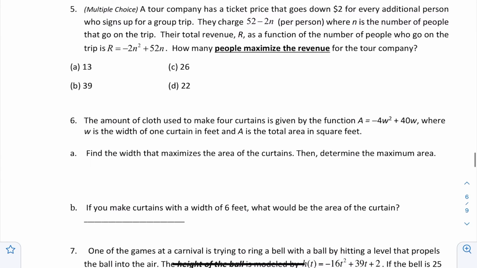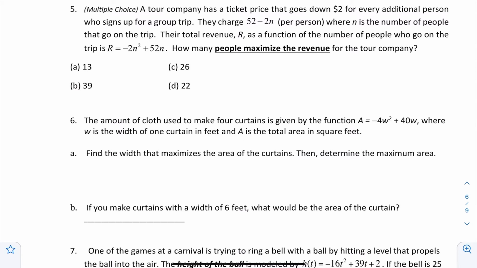Number 5. There's a tour company that has a ticket price that goes down $2 for every additional person who signs up for a group trip. They charge 52 minus 2n per person, where n is the number of people that go on the trip. Their total revenue as a function of the number of people who go on the trip is r equals negative 2n squared plus 52n. They want us to find out how many people maximize the revenue for the tour company, or where do I make the most money.